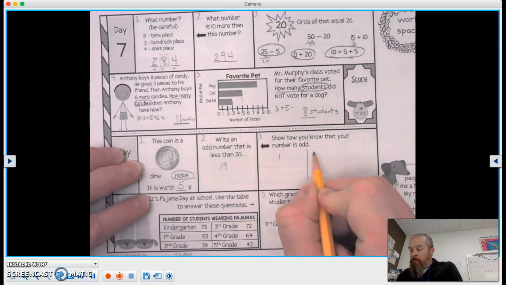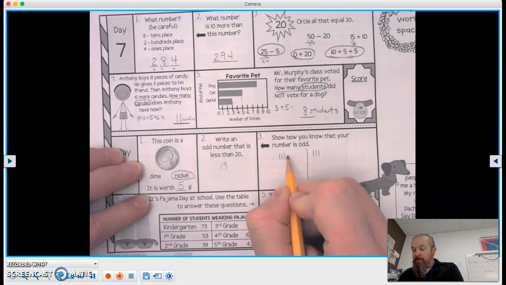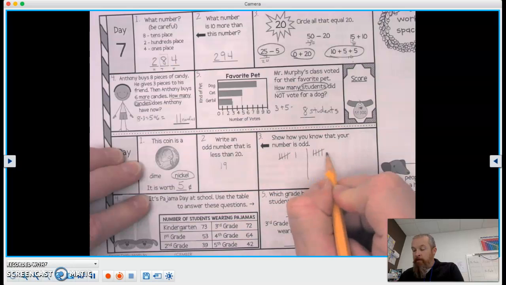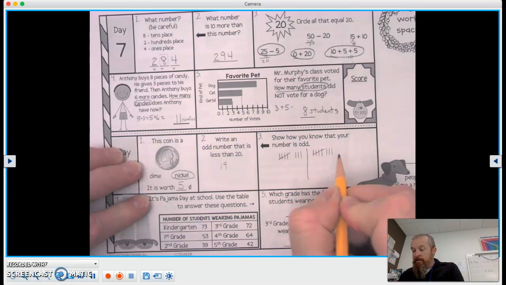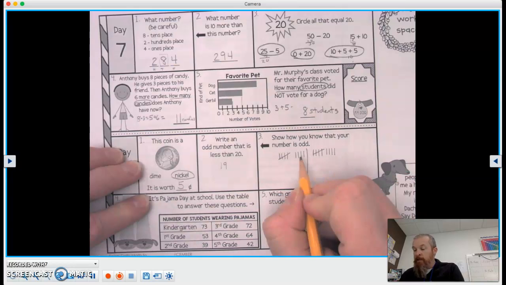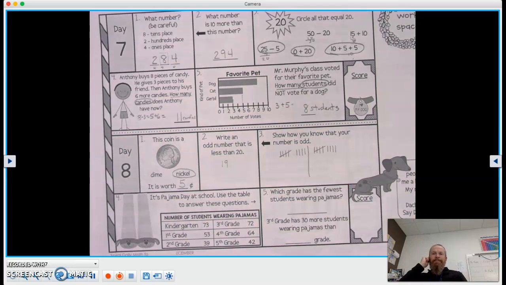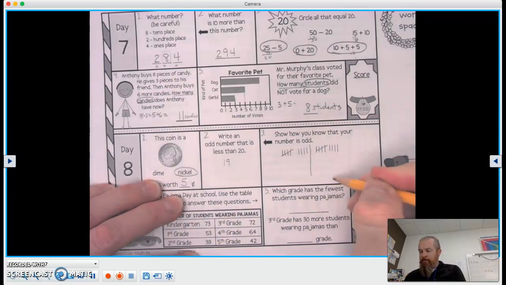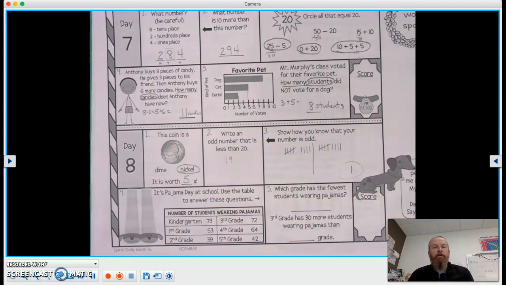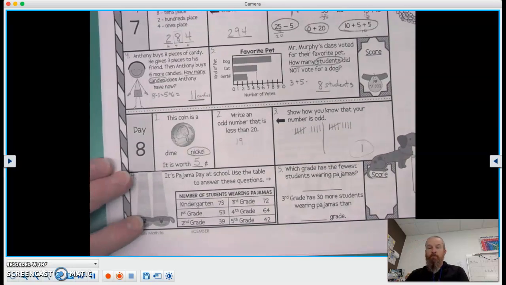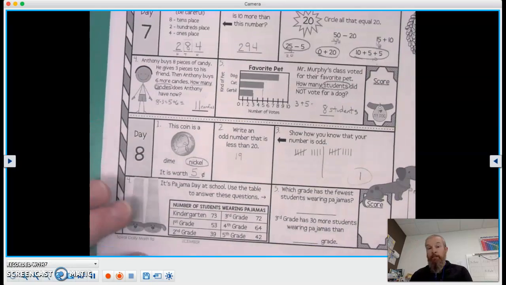So we go 1, 2, 3, 4, 5, 6, 7, 8, 9, 10, 11, 12, 13, 14, 15, 16, 17, 18. Oh, I can't add it. So 19 has to be like over here. There's 19. So because there's that extra, okay, that makes it odd. Doesn't break equally into 2 equal groups, or evenly into 2 equal groups.